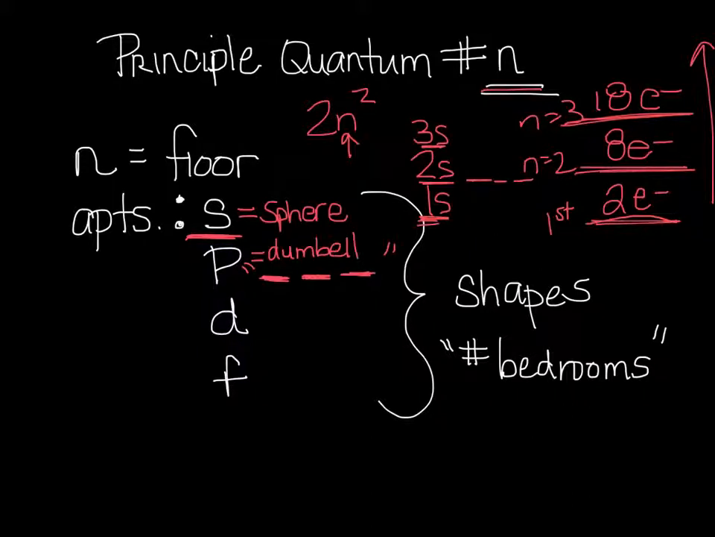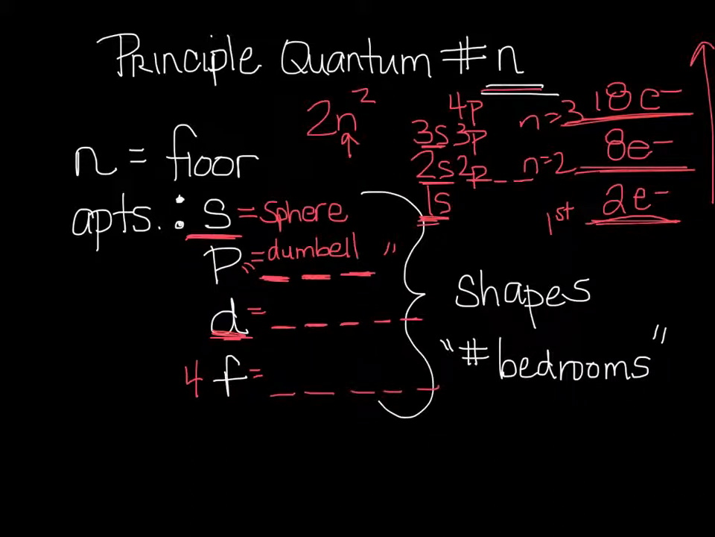So on the 2nd floor, there is a 2P. On the 3rd floor, a 3P. On the 4th floor, 4P, etc. Starting on the 3rd floor, it turns out that there is another orbital shape called D. D is actually like a 5-bedroom apartment. And then F starts on the 4th floor, and it's a 7-bedroom apartment.